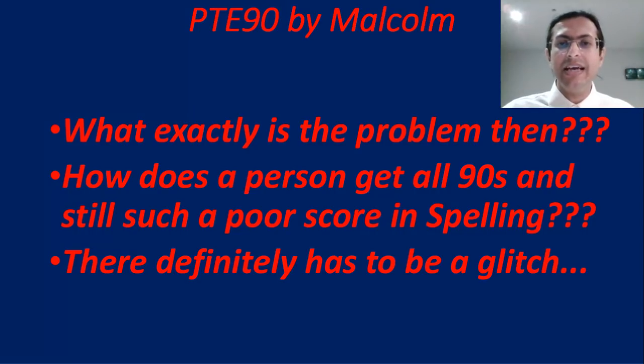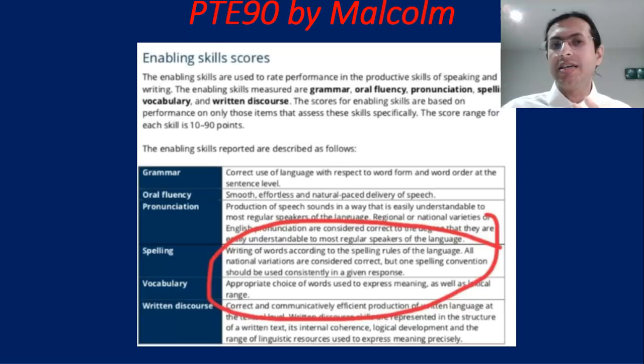So now, before we understand what the glitch is, let's go to the Enabling Skills Scores guideline, which Pearson has clearly stated on its website. As you can read over here, for spelling, Pearson writes: writing of words according to the spelling rules of the language. All national variations are considered correct, but one spelling convention should be used consistently in a given response.